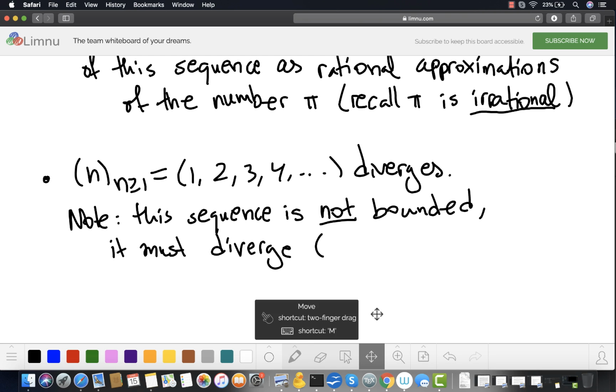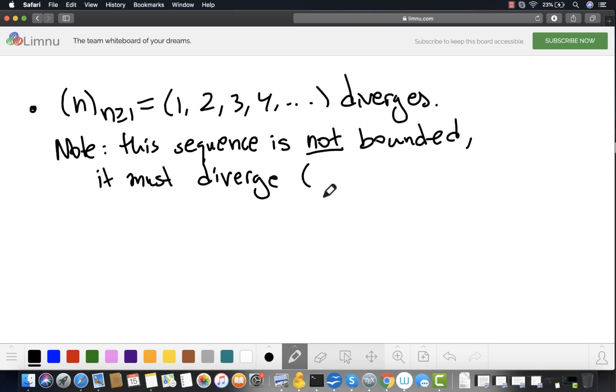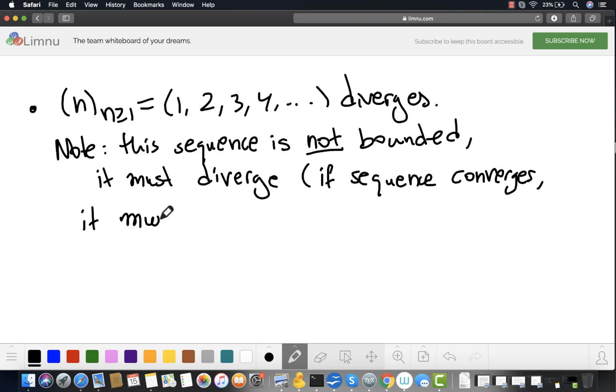This is because if the sequence converges, it must be bounded. Therefore, if your sequence is not bounded, then there's no way it could converge. It must diverge. However, just because the sequence is bounded, it does not mean that it converges. What I've written here is just one implication: if the sequence converges, then it must be bounded. But if the sequence is bounded, that does not mean that the sequence converges.